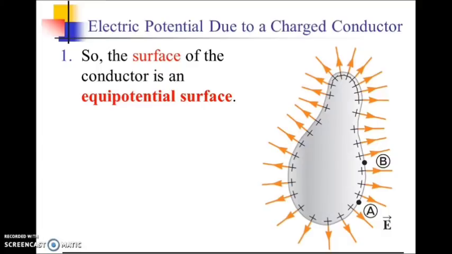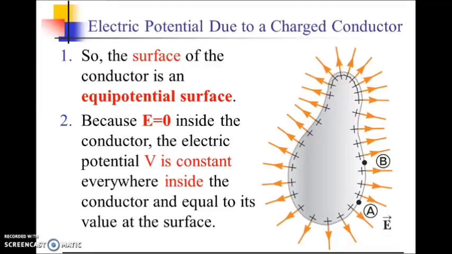Because the surface of the conductor fits the conditions for an equipotential surface. First of all, electric fields are perpendicular to it. That's one thing. And the other thing, electric potential is the same everywhere on that surface. So it has to be an equipotential surface.